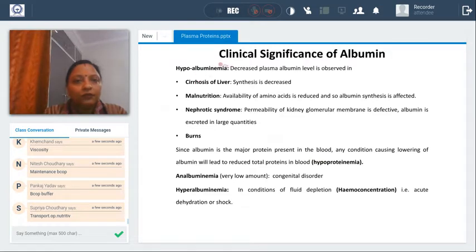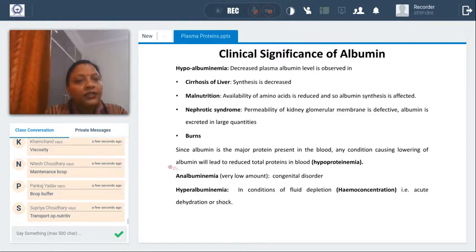So, what is hypoalbuminemia and what is hyperalbuminemia? Decreased plasma albumin level is observed in cirrhosis of liver. This is an important slide. In cirrhosis of liver, albumin synthesis by the liver is decreased. In malnutrition, availability of amino acids is reduced, so albumin synthesis in the liver is affected. In nephrotic syndrome, the permeability of the kidney glomerular membrane is defective and albumin is excreted in large quantities, so again it leads to decreased albumin concentration.